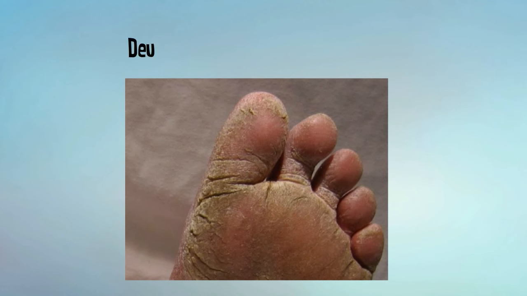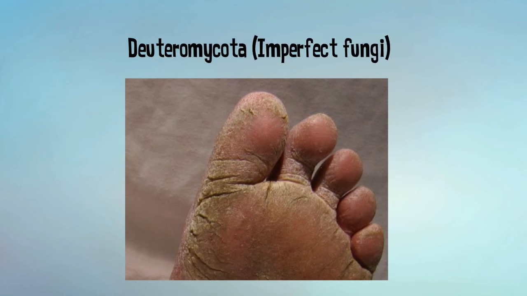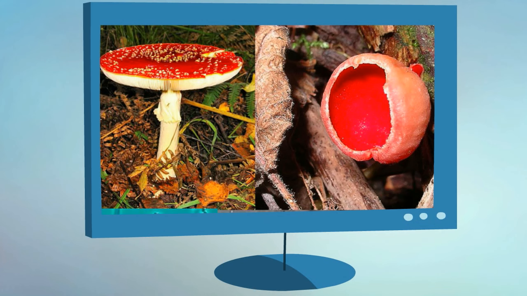And finally, you have the imperfect fungi. This group is like your junk drawer of fungi. The fungi that don't really fit anywhere else go here. However, each of these fungi reproduce asexually. Athlete's foot is an example. And finally, fungi can reproduce both sexually and asexually.